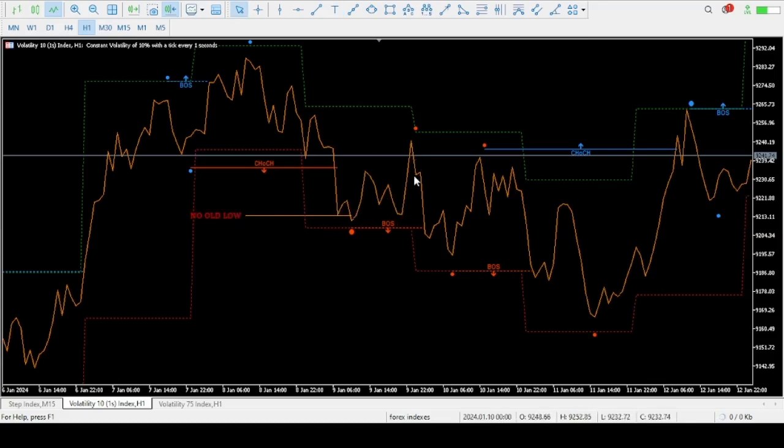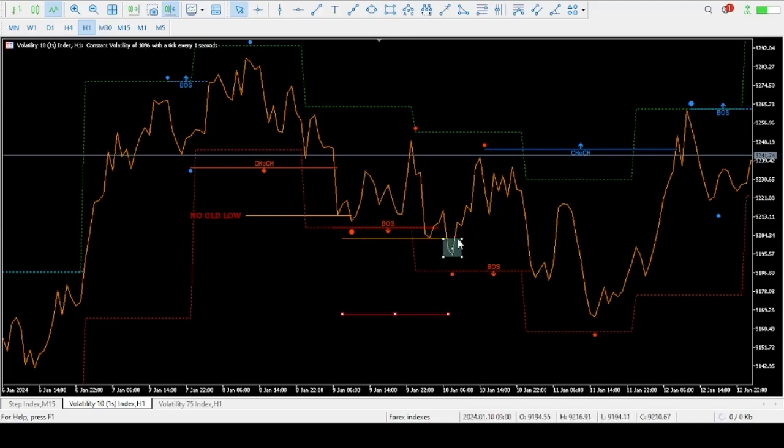Now we have a low. When we come back to this low and we BOS this low, now this becomes our old low here. Here at the BOS will be our old low, and then we're going to have our first swing low, and then in this box will be our hunting zone in 15 minutes.